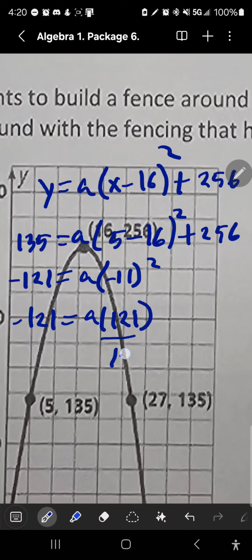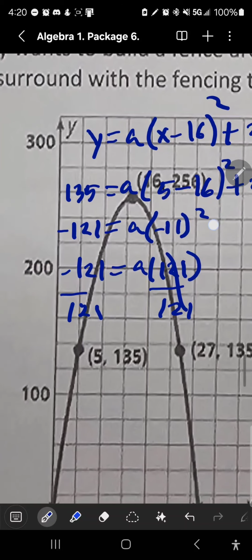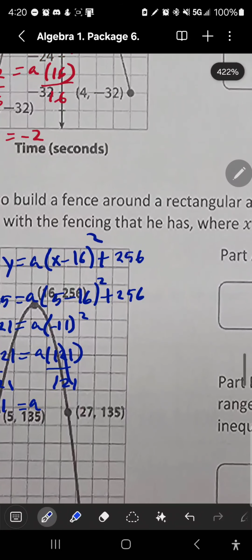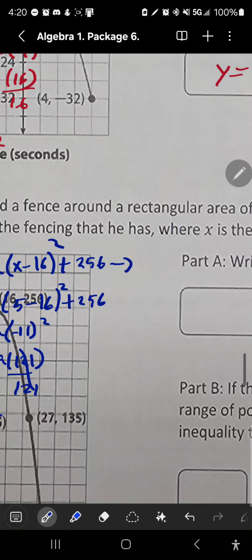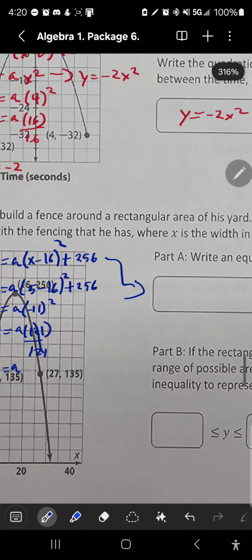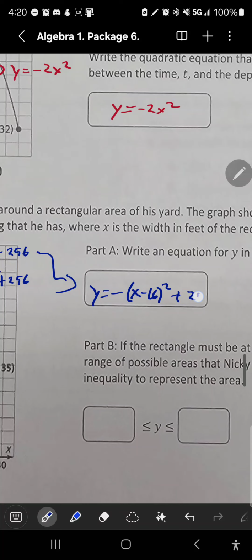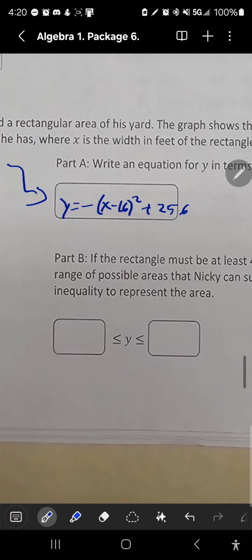And when I divide both sides by 121, this cancels because this is 1, and then negative 121 divided by 121 is negative 1. So right here, our equation, I'm just going to write it like this, will be y equal negative 1, or just negative, (x minus 16) squared plus 256.